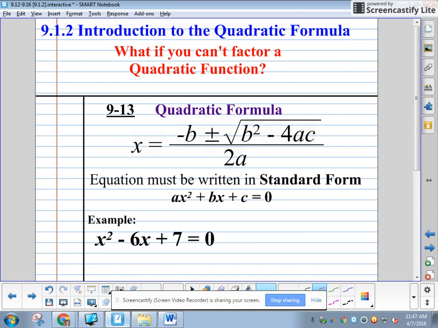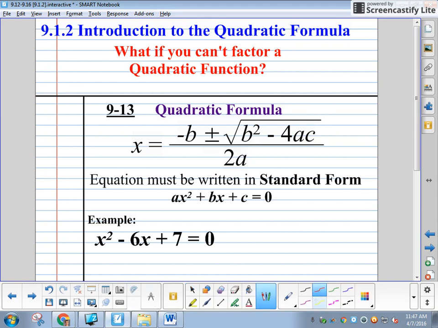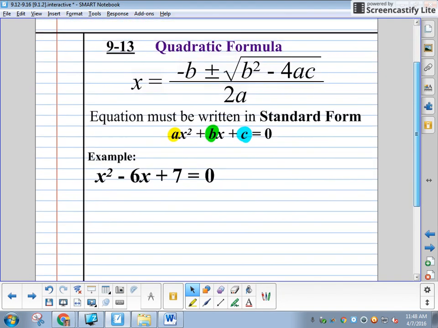And what we're going to be doing is using the numbers that are the coefficients of the terms. So we're going to be using the number out in front of the x squared. That's going to be our a. And we're going to be using the number out in front of the x. That's going to be our b. And we're going to be using the constant. That's going to be our c. And all we have to do is take these three numbers and plug them into our formula, and they will tell us what x equals.